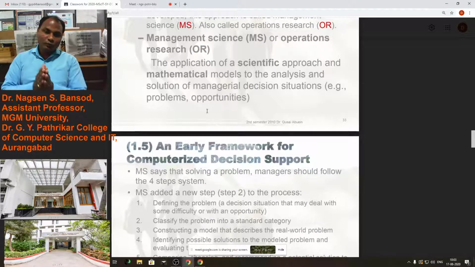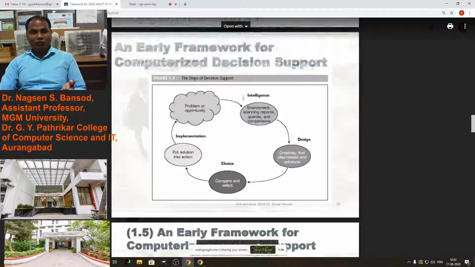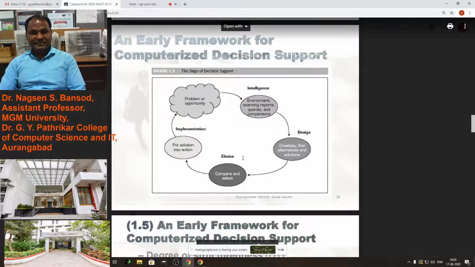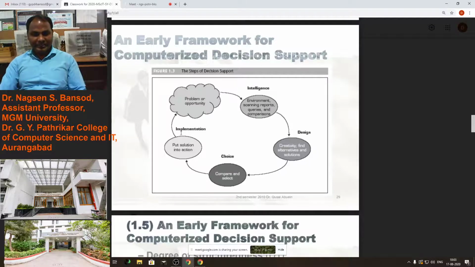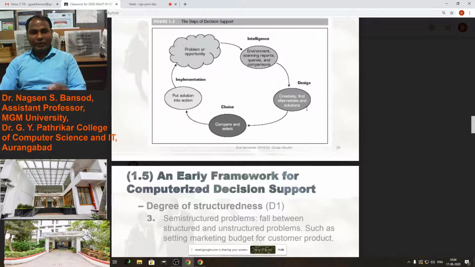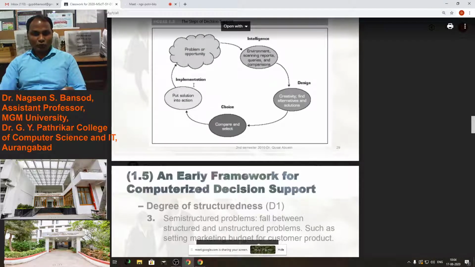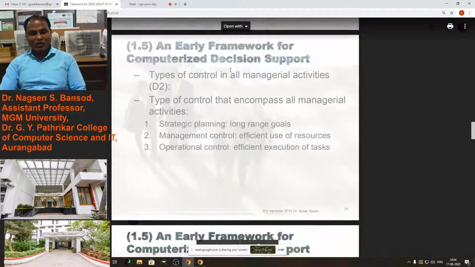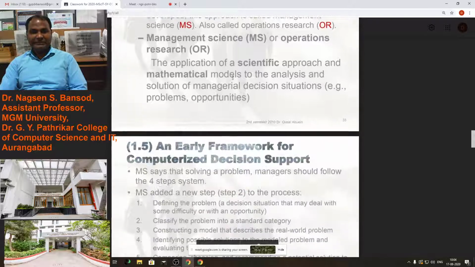What do you have to do for that? You have to understand this framework: intelligence, design, choice, implementation. In the intelligence environment: scanning, reports, queries and comparison. In design: creative thinking, finding alternative solutions. This should happen. All this cycle is management science or operations research.